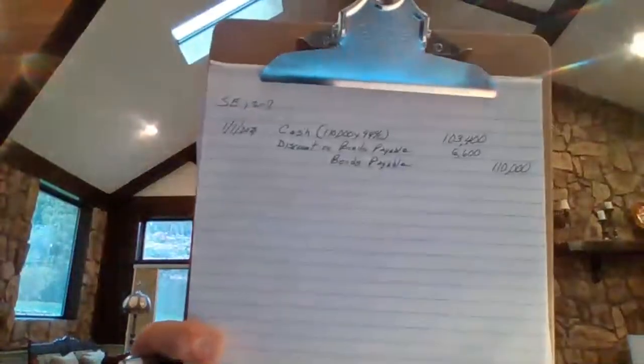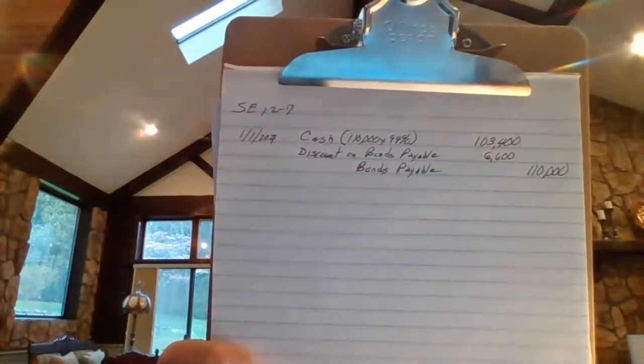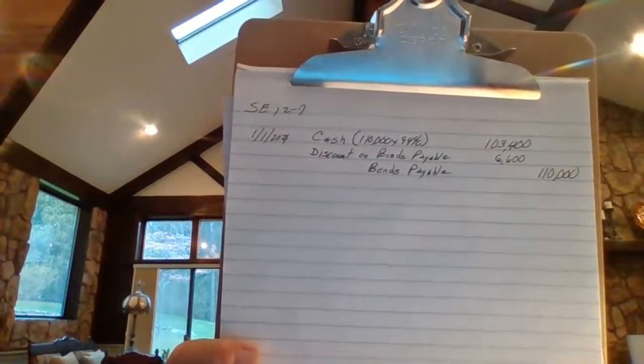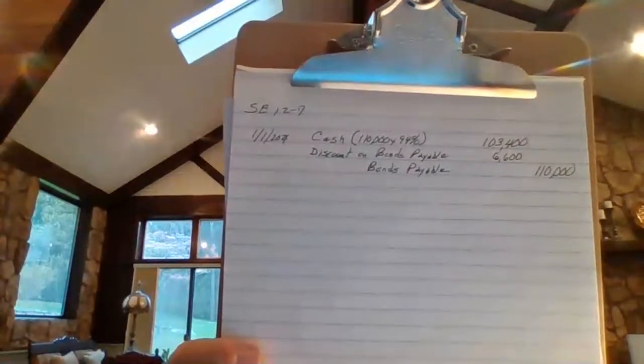Why do I know it's a discount? Well, they told me that they sold at 94% of their face value. They're selling less than face value. It has to be a discount.